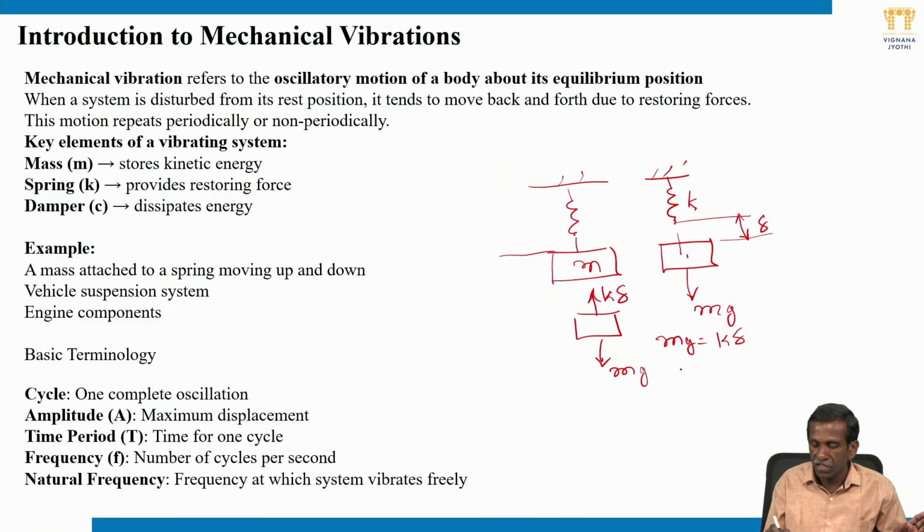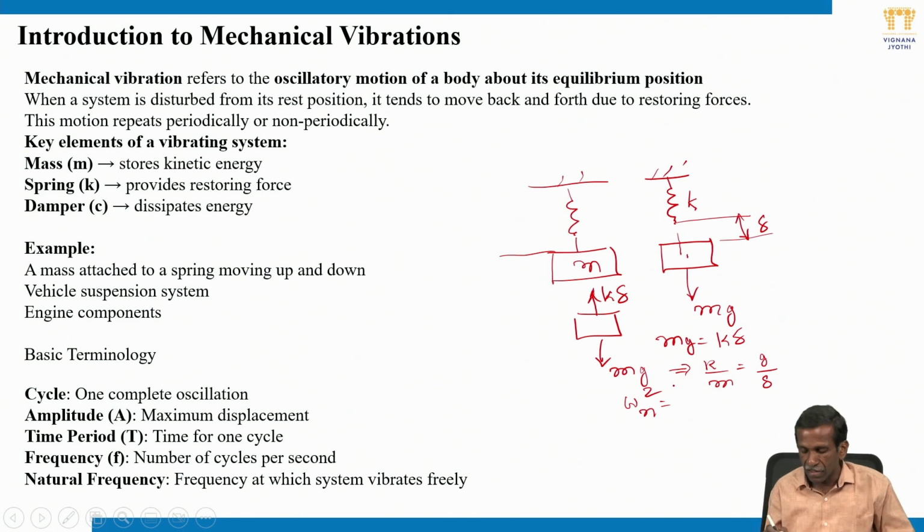From this relation we can write k by m equals g by delta. This is actually the natural frequency squared of the system. If you want to find the natural frequency, we take the square root of k by m, in radians per second. A mass attached to a spring moves up and down. Examples are a vehicle suspension system, where a spring and absorber are there, and engine components which oscillate because of the application of force.